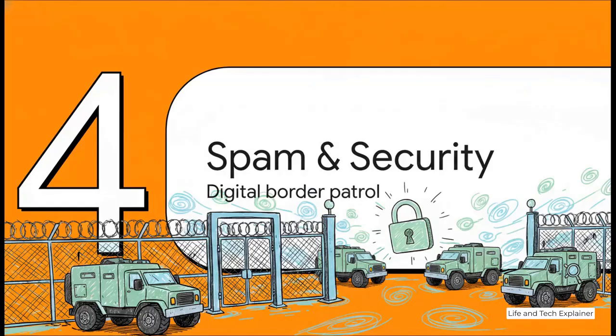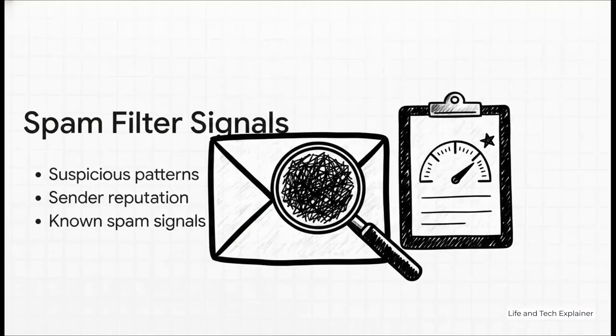Which brings us to Section 4, Spam Guards and Security: the Digital Border Patrol and armored trucks. So, our email has reached the destination server. But wait, before it can ever enter that coveted inbox, it's got to pass through some heavy, uncompromising security.